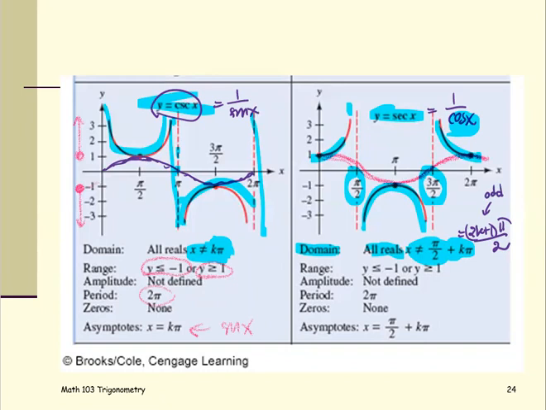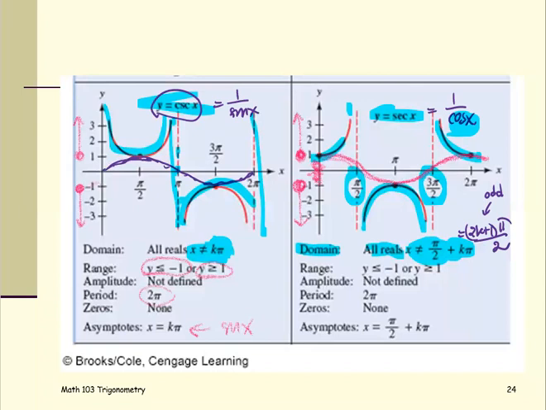The range is the same as the range of y equals cosecant x because no graph of the secant appears between negative 1 and positive 1. So anything starting from 1 all the way to positive infinity, and anything starting from negative 1 all the way down to negative infinity. The period is 2 pi, which is the same as the period of y equals cosine x. The zero is not available because the graph of secant x will never cross the x-axis.